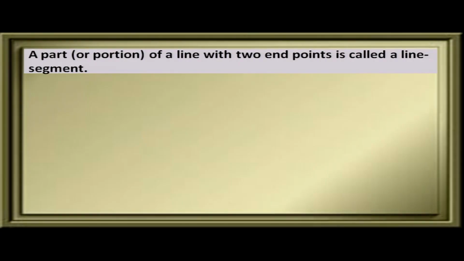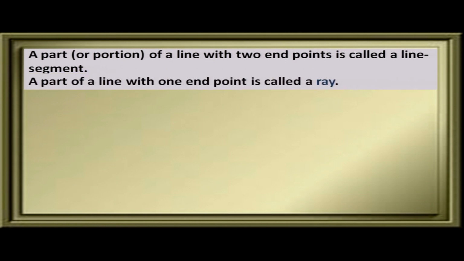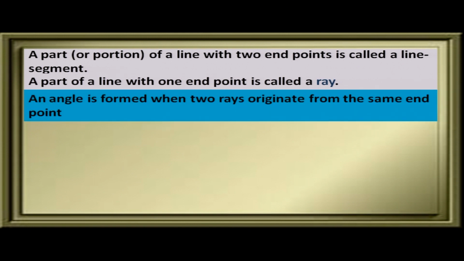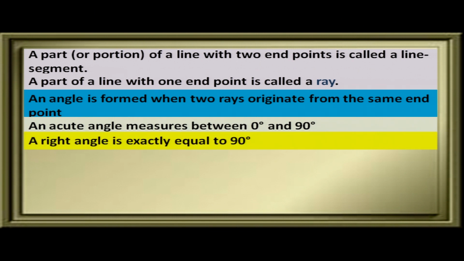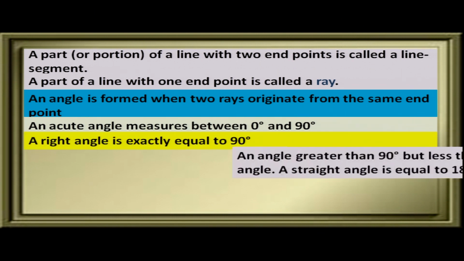A part of a line with two endpoints is called a line segment. A part of a line with one end point is called a ray. An angle is formed when two rays originate from the same endpoint. An acute angle measures between 0 degree and 90 degree. A right angle is exactly equal to 90 degree.